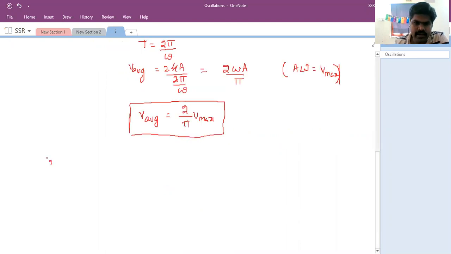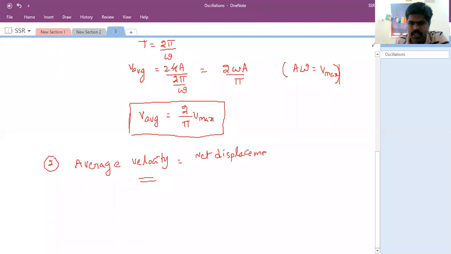Next, the second one is average velocity. Average velocity, what can you define? Net displacement divided by total time taken. That is the average velocity. Are you clear this? What is the net displacement in one complete oscillation? Anybody can guess? What is the net displacement of the particle?